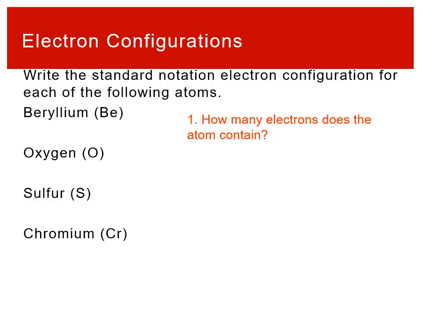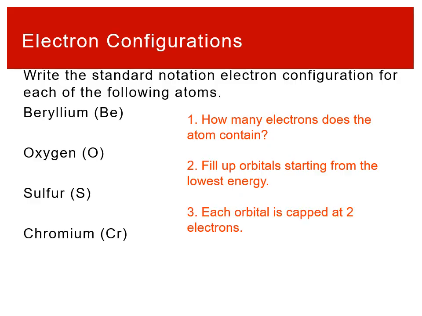Because I need to know how many go in if I want to figure out where they're going to go. And then I just fill up the orbitals starting from the lowest energy. I determine what that energy ordering is based off that Aufbau ordering. We don't need to memorize those subshells. We just fill up those subshells starting from the lowest energy.